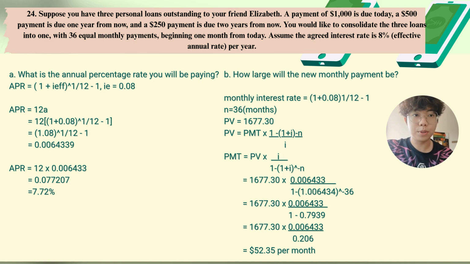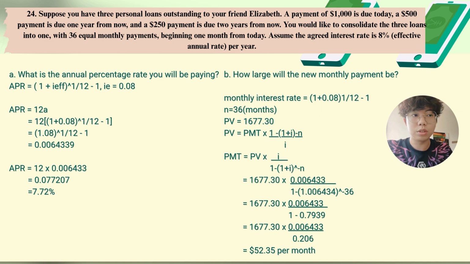I'm going to present question 24, which is: suppose you have 3 personal loans outstanding to your friend Elizabeth. A payment of $1,000 is due today. A $500 payment is due 1 year from now, and a $250 payment is due 2 years from now.